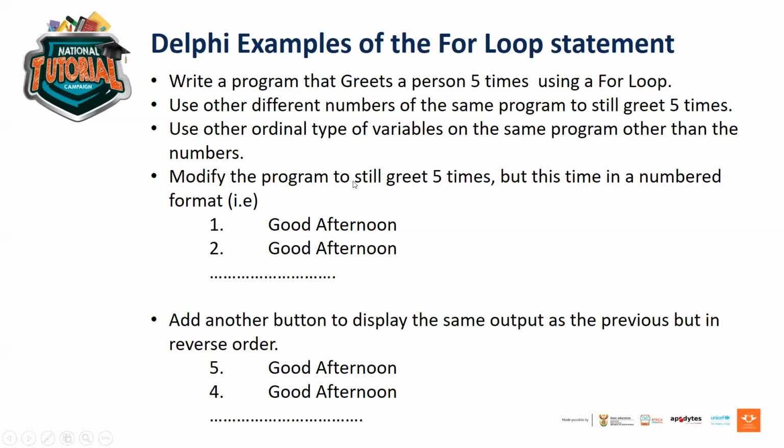Okay, modify the program to still greet 5 times, but this time in a numbered format. Okay, it has a 1 and good afternoon, a 2 and a good afternoon. So in other words, there is a numbering system that it's following. Modify the program to greet 5 times, but this time in a numbered format. Okay, I'm going to quickly do this one, and then you are going to try this by yourselves. I'll stop sharing this and then bring the Delphi one more time.